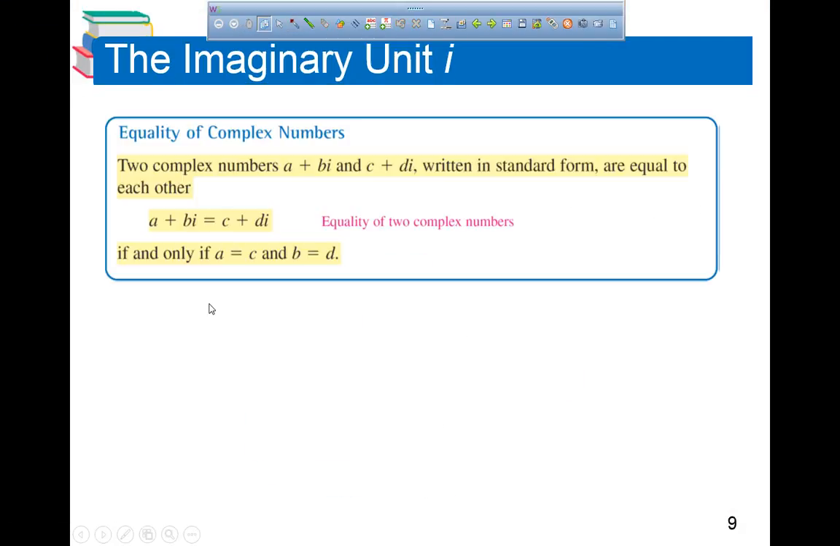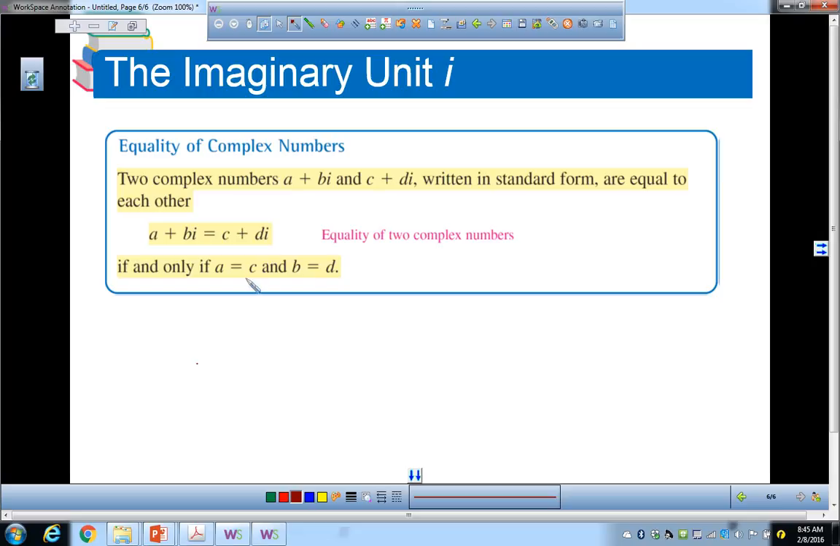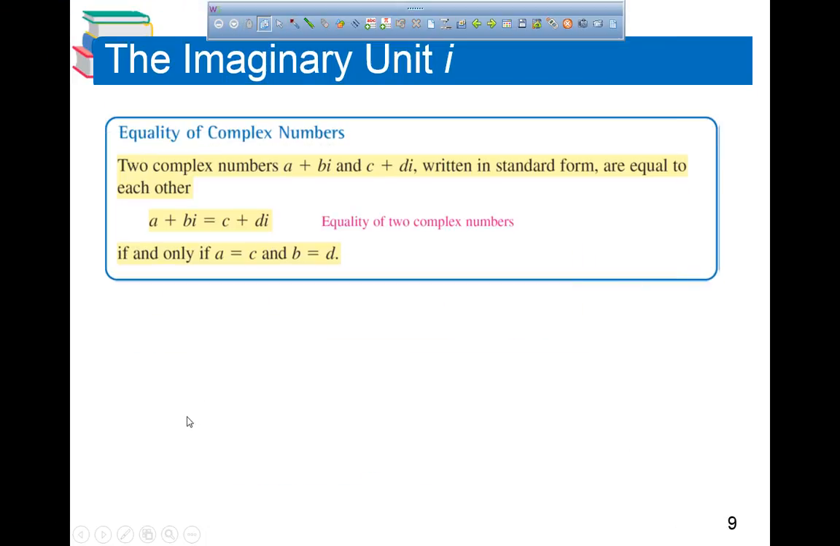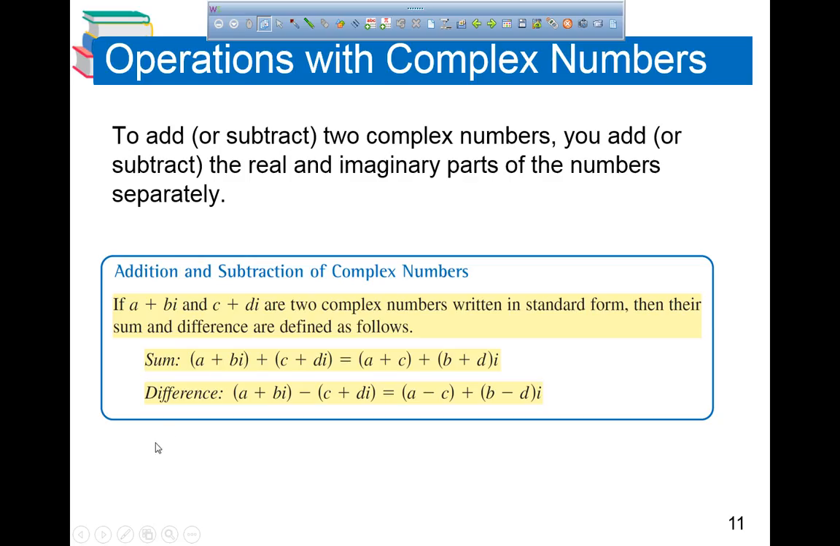Okay, so what's next? Two complex numbers are equal to each other if and only if a plus bi is equal to c plus di. So they have to be exactly the same, if and only if this a here is equal to this c here, and b is equal to d. That's all that says. Questions about that? Makes sense.